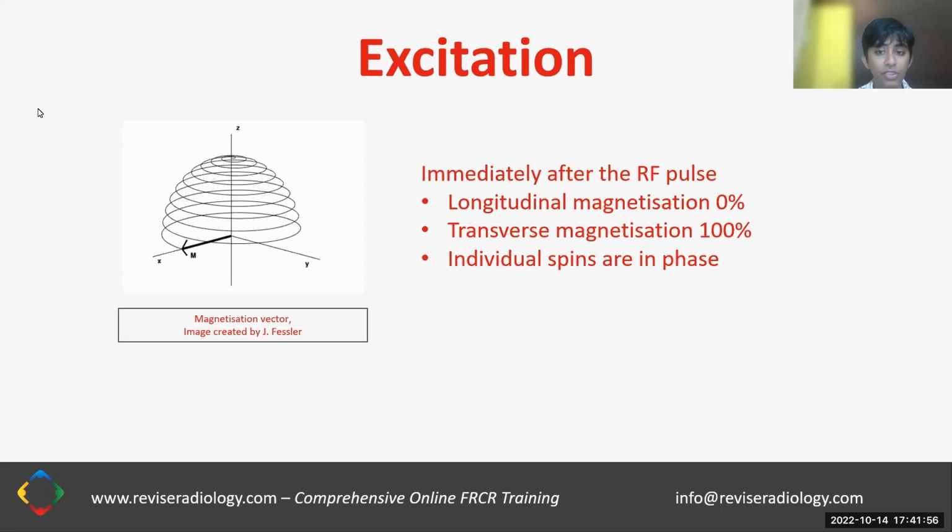So we're saying that after the RF pulse, the longitudinal magnetization is 0% and the transverse magnetization is 100%. So before the RF pulse, what is the longitudinal magnetization and what is the transverse magnetization? That's the question. Can anybody answer that?